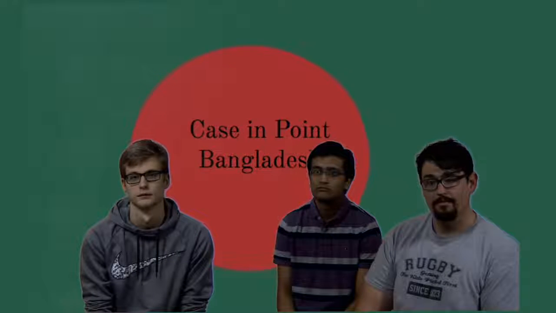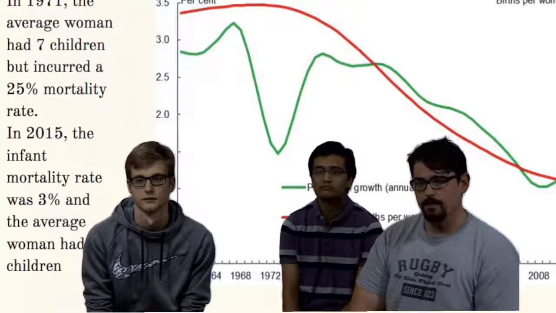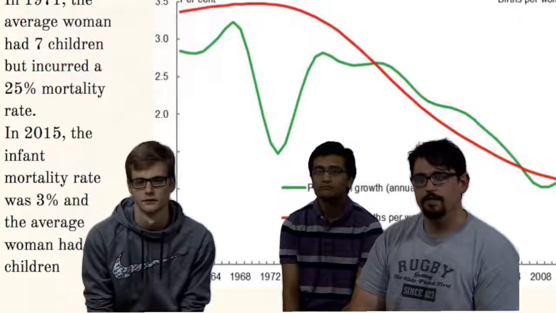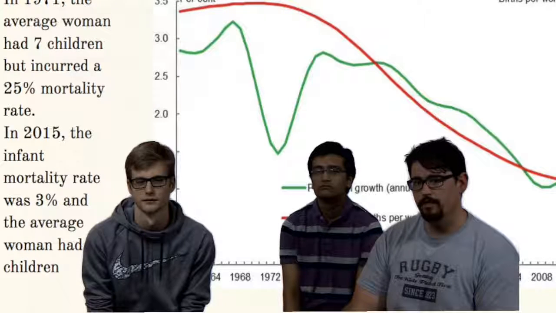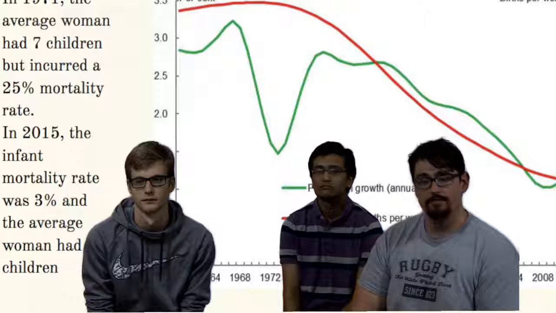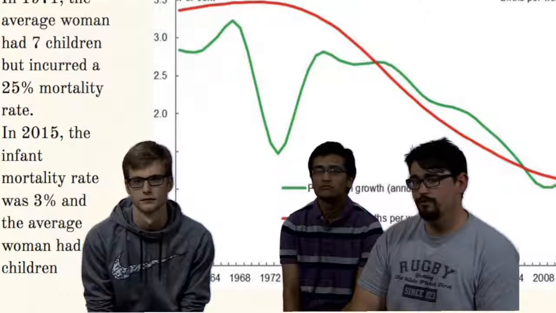Case in point, Bangladesh. In 1971, the average woman in Bangladesh had 7 children, but incurred a 25% mortality rate. By 2015, the infant mortality rate had dropped to 3%, and the average woman had just 2.2 children, as illustrated by this graph.